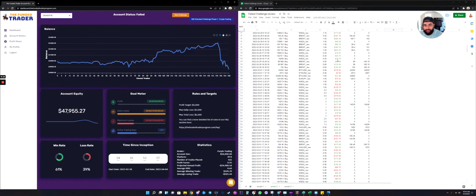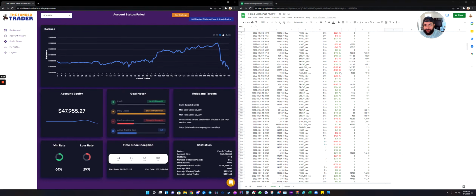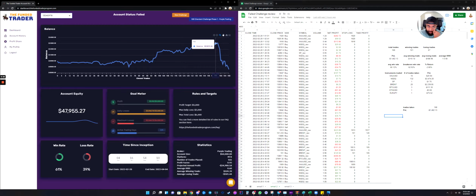Whereas his wins, you know, they're not really as big. You see, we got a $600 win right here, but the wins are not nearly as big to compensate for the losses. And you know, that's where this trader was running into issues. So that would be an issue with his risk to reward ratio. So let's take a look at some of these metrics and see what we find.